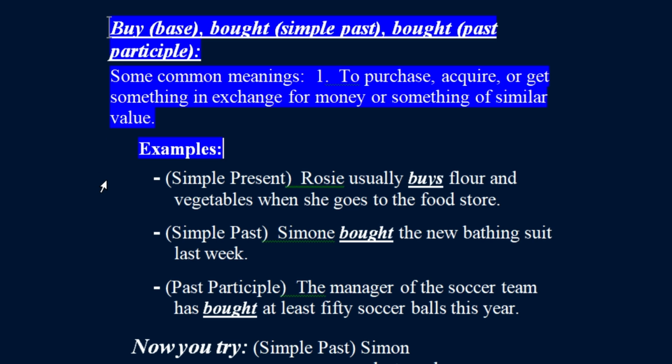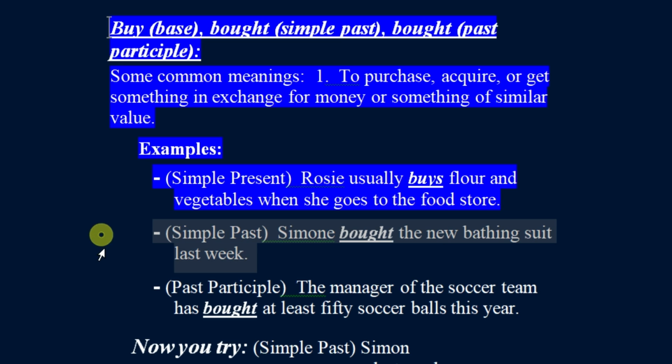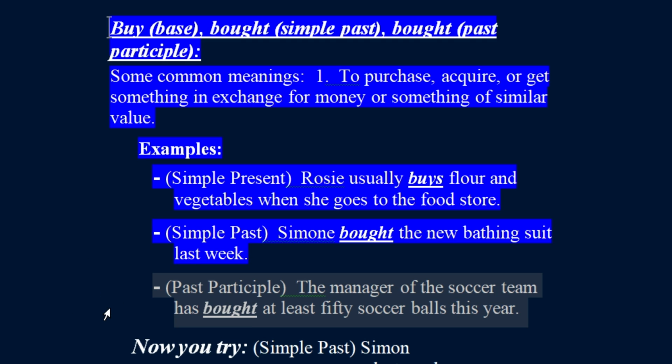Examples: simple present. Rosie usually buys flour and vegetables when she goes to the food store. Simple past. Simone bought the new bathing suit last week. Past participle. The manager of the soccer team has bought at least 50 soccer balls this year.